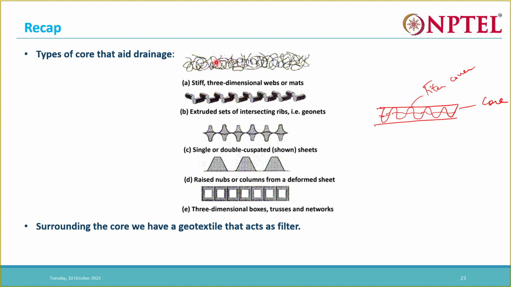Okay, so there are many types of core that are possible: extruded intersecting ribs, that is the geonet; single or double corrugated sheets; three-dimensional boxes. So many types of core we can use. Surrounding the core we have some geotextile which acts as a filter.